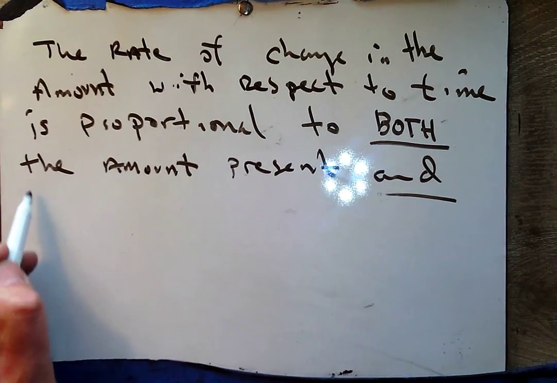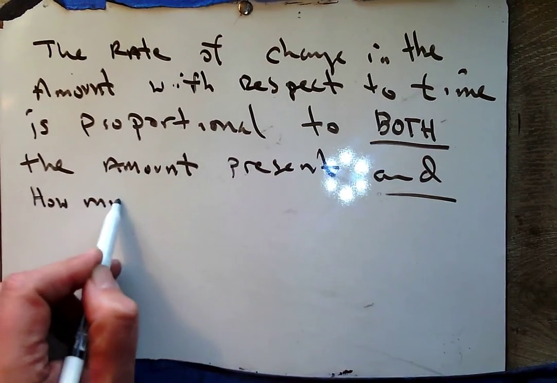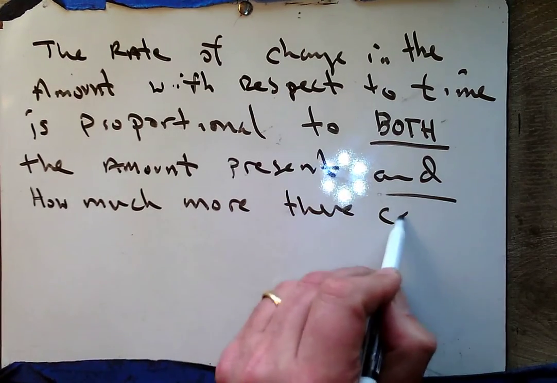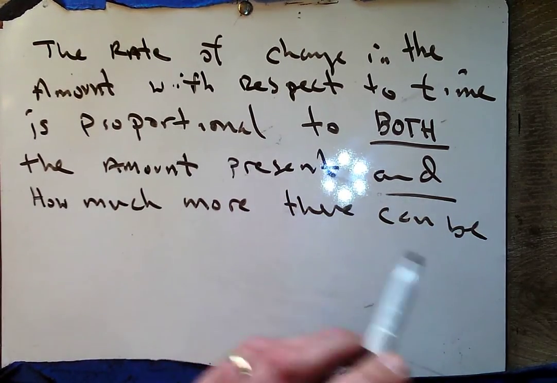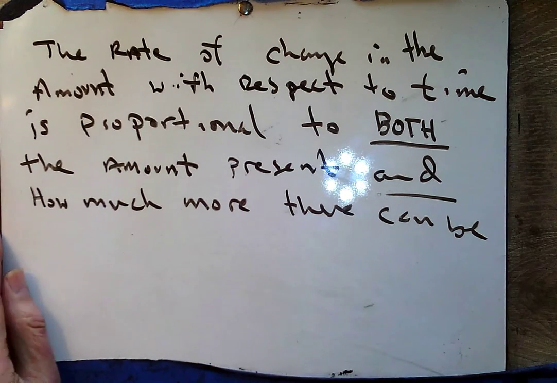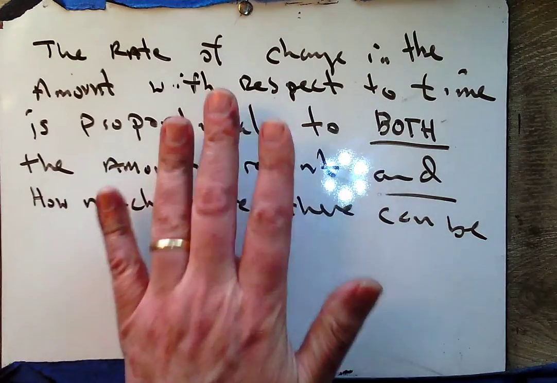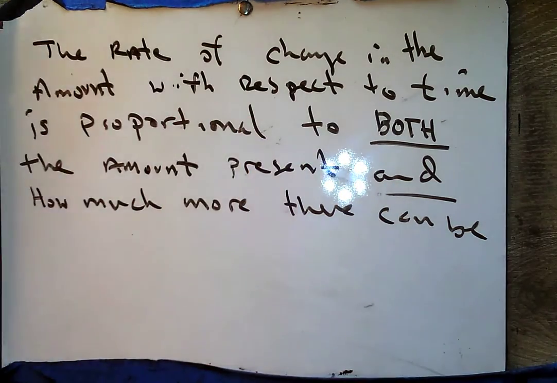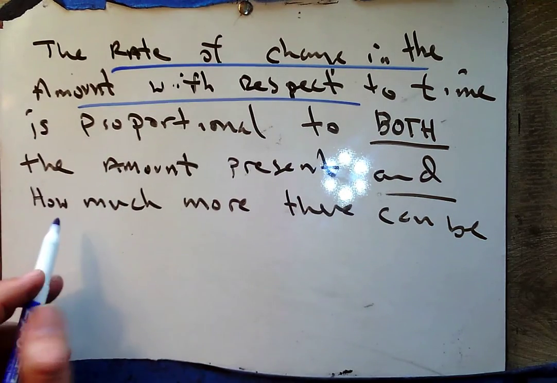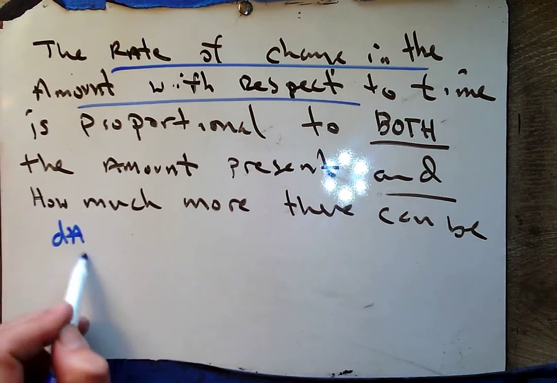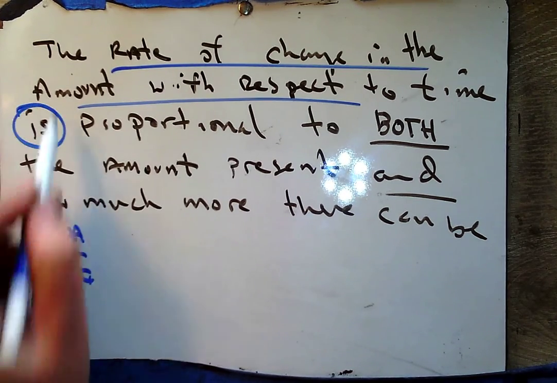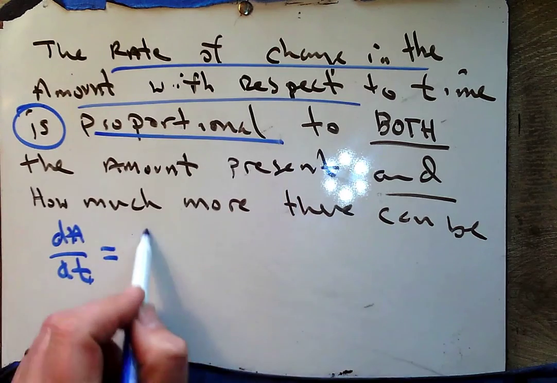And how much more there can be. I know that's vague. It'll become clear briefly. Yeah, no, really will. So what we're thinking about here then is the rate of the change in the amount with respect to time is proportional.